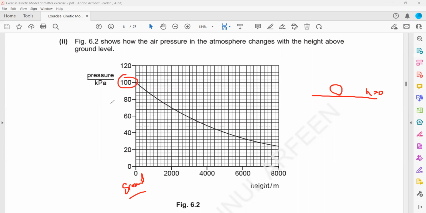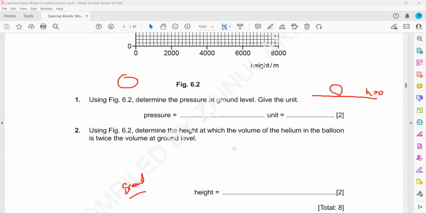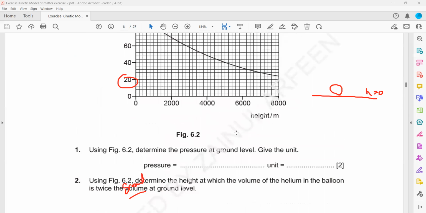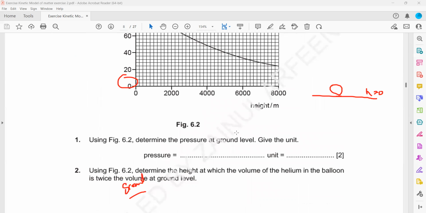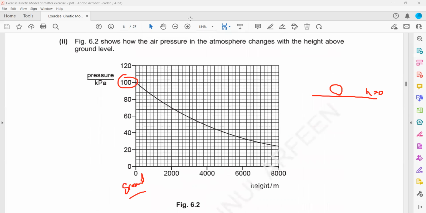When it was at the ground, the pressure was 100 kilopascal. The question is, determine the height at which the volume of the helium in the balloon is twice the volume on the ground. So if the volume increases, what happens to the pressure? The pressure will decrease. As the balloon rises, its volume will increase and the pressure decreases. If the volume is multiplied by 2, the pressure will be divided by 2. The pressure will be half.